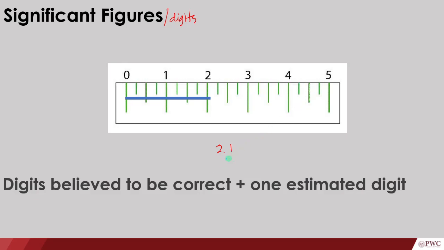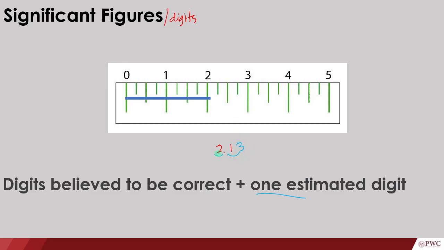So on this 2.1 number here, obviously we are sure of this 2 because it's more than 2, and we have an estimated digit which is this one. Note that we can only estimate up to one digit only. Of course, if we tried adding a number here, let's say 2.13, obviously this 3 doesn't make any sense on this measurement because this instrument doesn't allow this degree of precision.